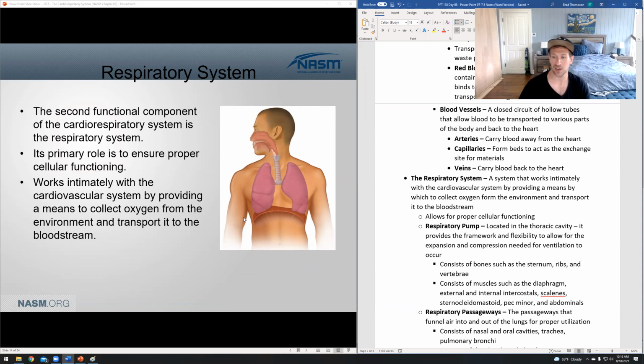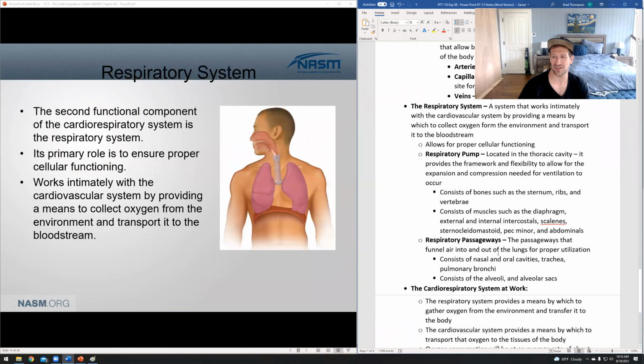We just did a lot of notes on the respiratory system. Let's talk about the important stuff. Respiratory system. It is a system that works very intimately with your cardiovascular system, and it provides a means by which to collect oxygen from the environment and get it exposed to our bloodstream. So this allows for proper cellular functioning. And it's made up of two primary things.